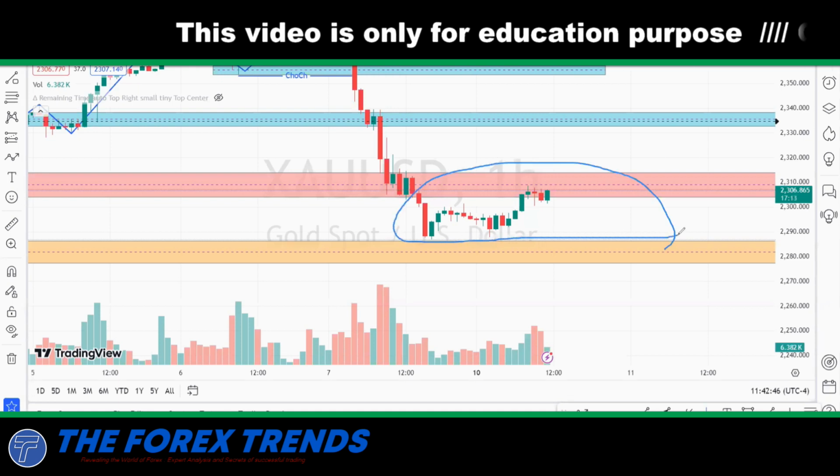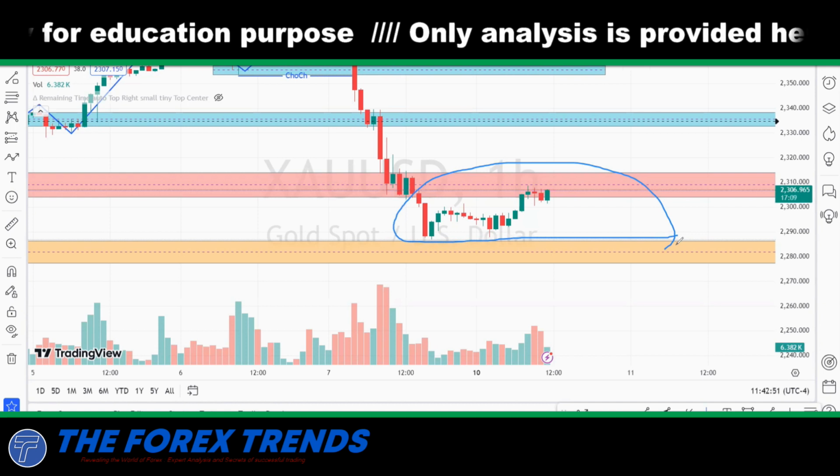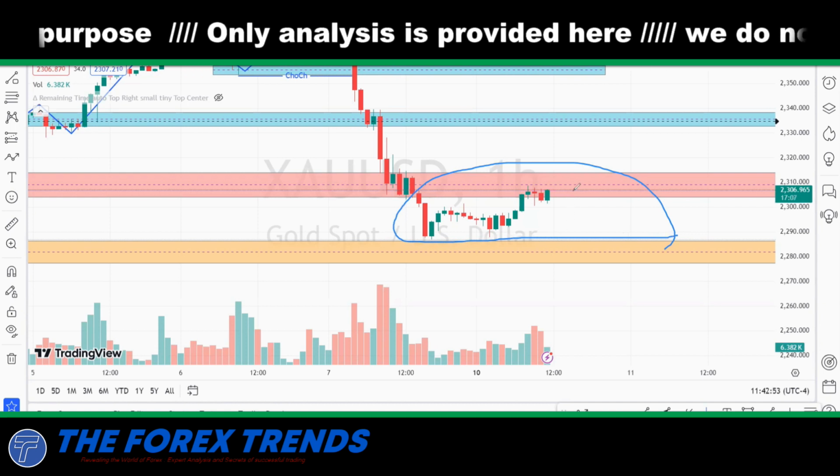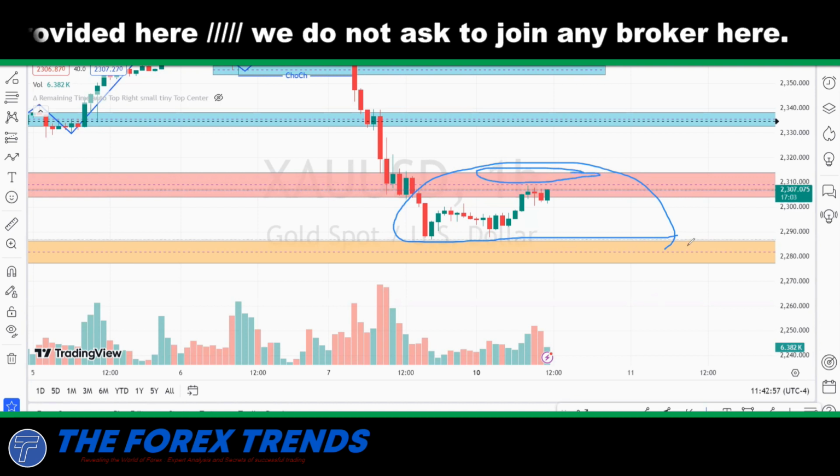So for tomorrow we have a plan for initiating a sell from this zone and a buy from this zone.